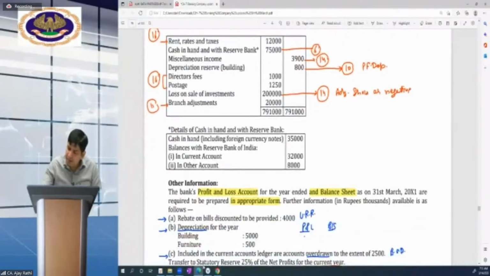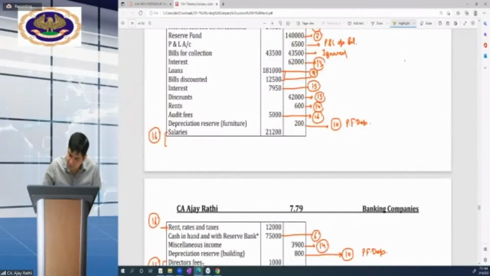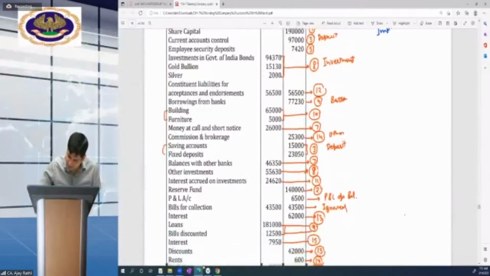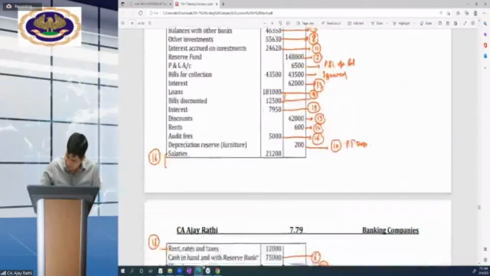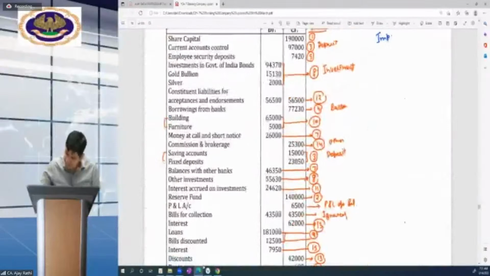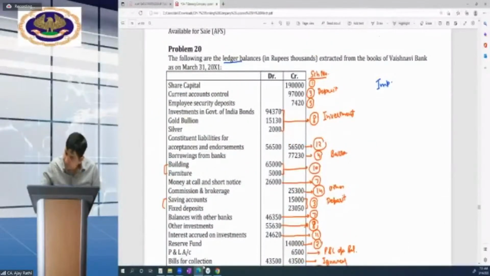Now come to the point. Some adjustments have been given: the details of cash in hand with RBI. Beta, how much is the total? That is 75,000. The question is giving you details of cash with RBI. This one. Details of cash with RBI. And where is that? This one. And one more was there.